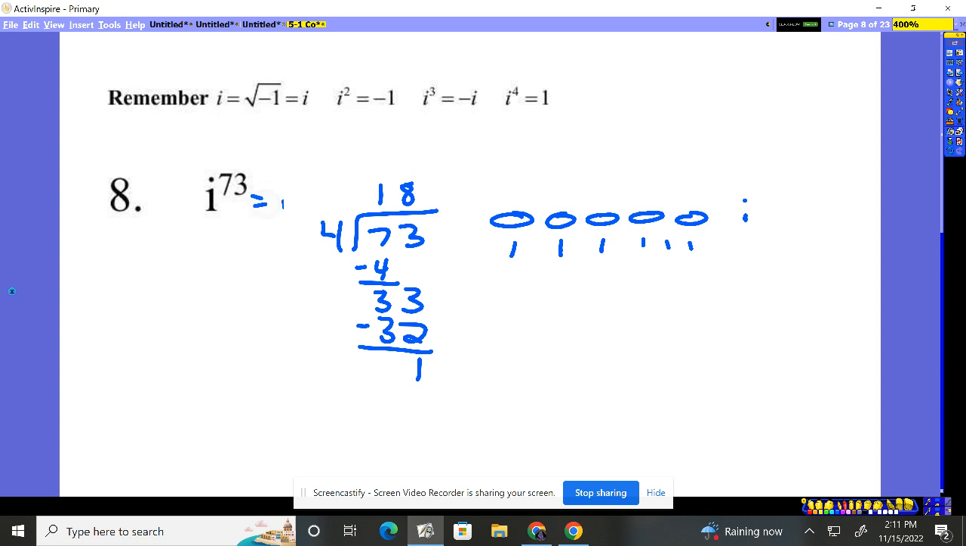So this is simply worth a single i, because if you have just 1 i left over, it's the same as the square root of -1, which is just an i.